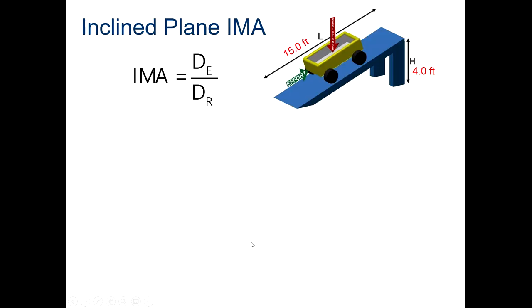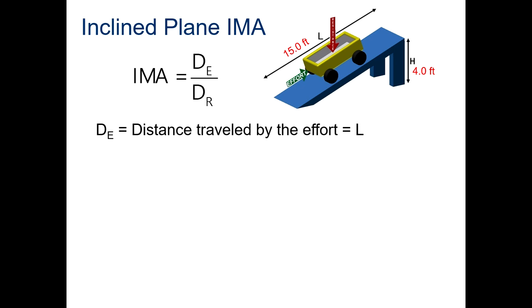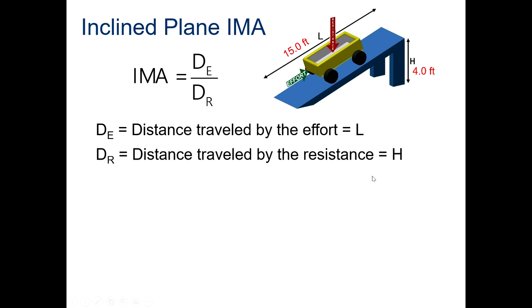The inclined plane. Again, ideal mechanical advantage is the distance of effort divided by the distance of resistance. Okay, so the distance of effort is the length right here. And the distance of resistance is how high we're moving it. Okay, so the IMA is the length, that's the slope, that's whatever you're going up, divided by the height.